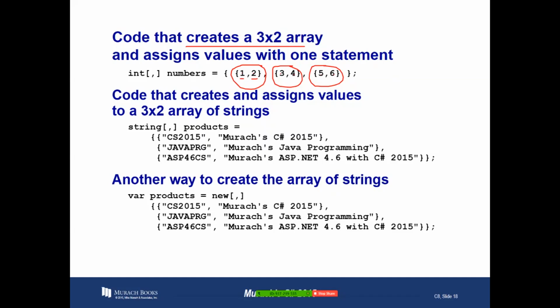Here's code that declares a 3x2 array of strings. And so the first row would be some sort of code for the book.